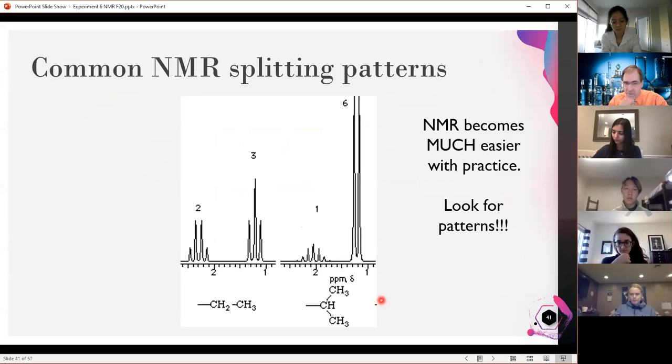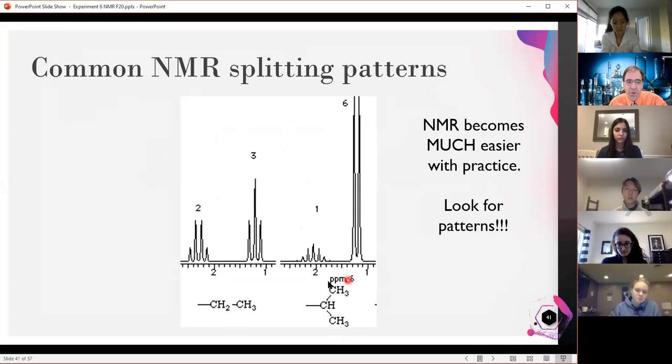Okay, so I just said this. NMR becomes much easier with practice. Look for patterns. Here's some patterns. If you have an ethyl group, that's really common, CH3, CH2, that means that you're going to have an integration of 2 to 3 that's split into a quartet and then a triplet. That's what we just saw.